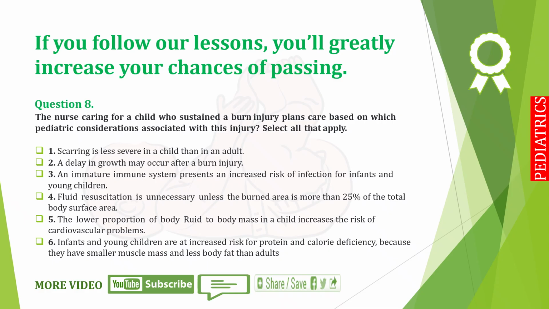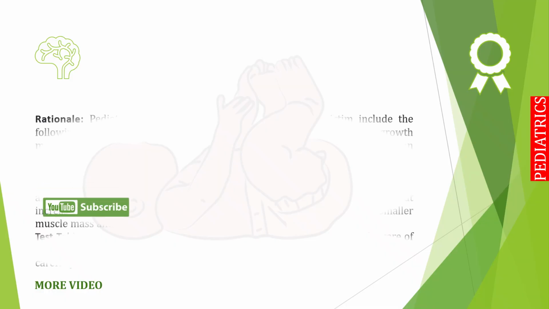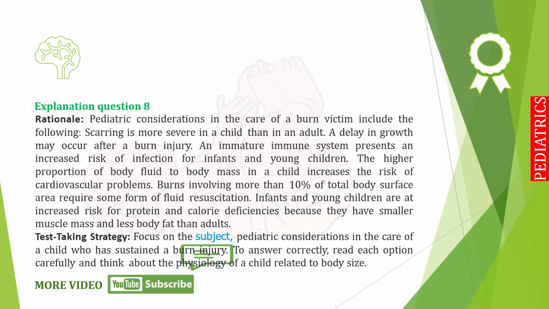3. An immature immune system presents an increased risk of infection for infants and young children. 4. Fluid resuscitation is unnecessary unless the burned area is more than 25% of the total body surface area. 5. The lower proportion of body fluid to body mass in a child increases the risk of cardiovascular problems. 6. Infants and young children are at increased risk for protein and calorie deficiency because they have smaller muscle mass and less body fat than adults.